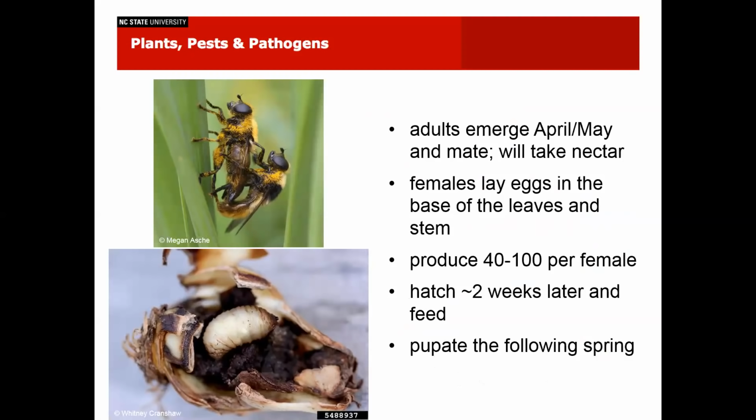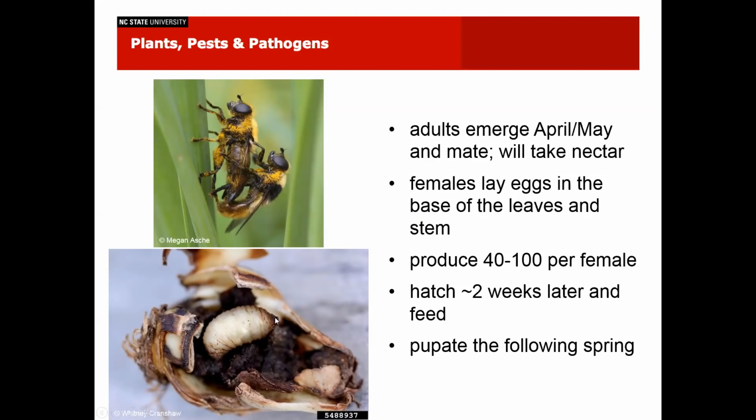So adults emerge in April or May and mate, and they'll take nectar. You can see these ones are covered in flower pollen here, these mating individuals. The females lay eggs in the bases of the leaves and the stem, and they can produce 40 to 100 per female. These hatch in about 2 weeks and begin to feed. And you can see this is the maggot in the bulb. So it's very grub-like, but as with flies, typically in the higher flies, it won't have a head capsule, so it doesn't have a defined head. It'll just have little hooks in the mouth and the fleshy area. And for syrphids in particular, they often have these two little breathing tubes that are up on a little telescopic kind of mound.